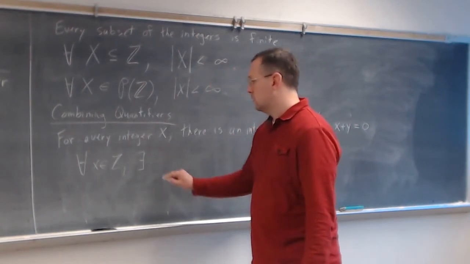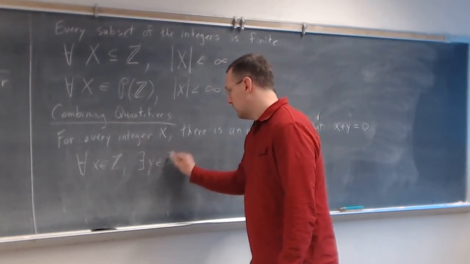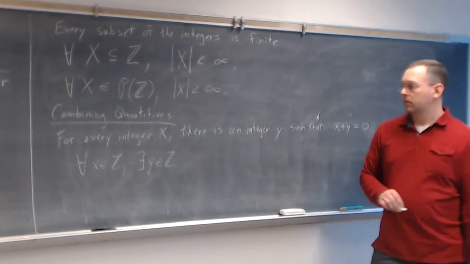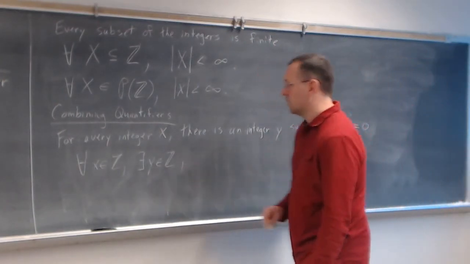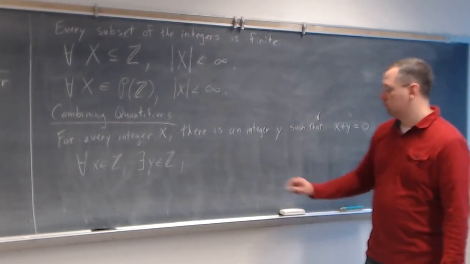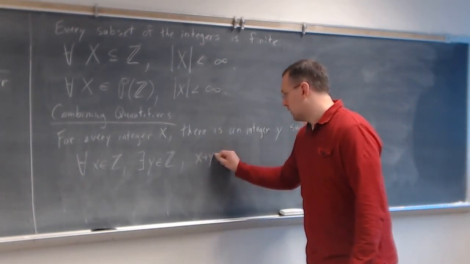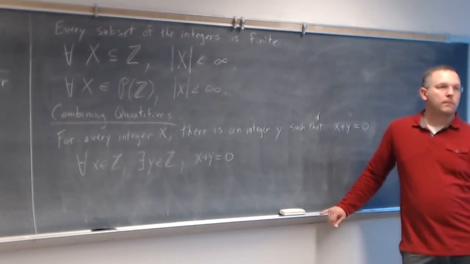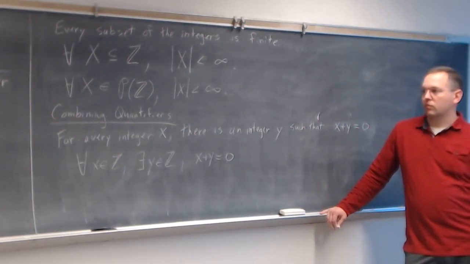There exists an integer y such that, and I have another comma probably, such that x plus y equals 0. Okay? Any questions?